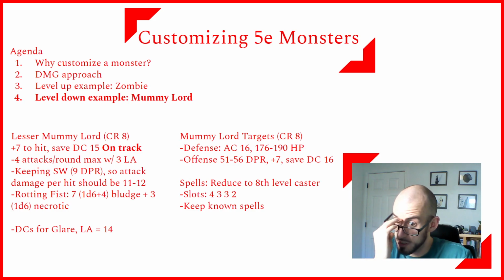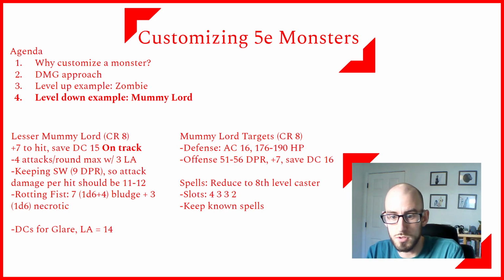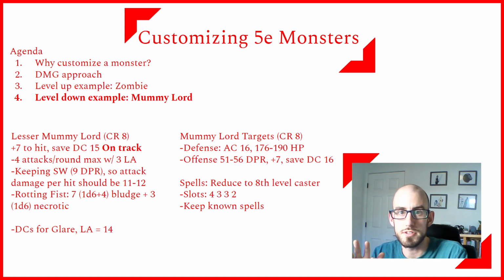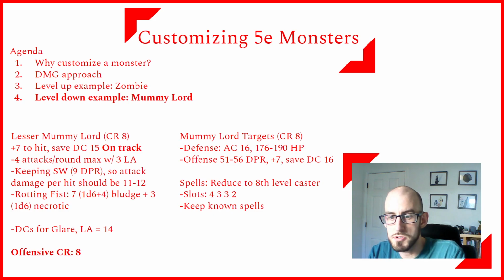I'm going to lower the DCs for our Dreadful Glare and all our legendary actions to 14. And as for our spell slots, I'm going to drop this to an 8th level caster. So that means they'll have 4 first level spell slots, 3 second level spell slots, 3 third level spell slots, and 2 fourth level spell slots. And I'm going to keep their known and prepared spell list the same. We're just going to cut off the top end. Now, this results in an offensive challenge rating of 8. And again, this is on target. We should have a good monster for CR8 to fight our players with.